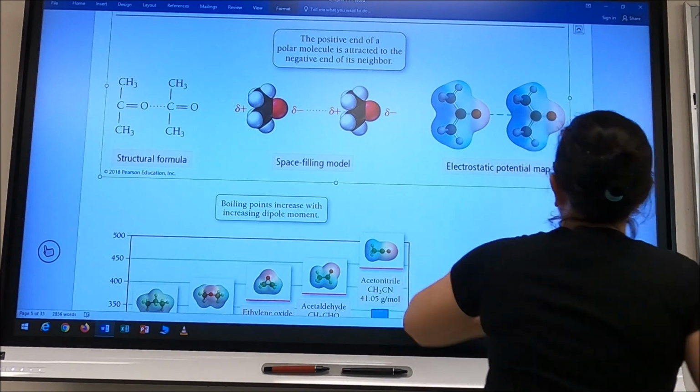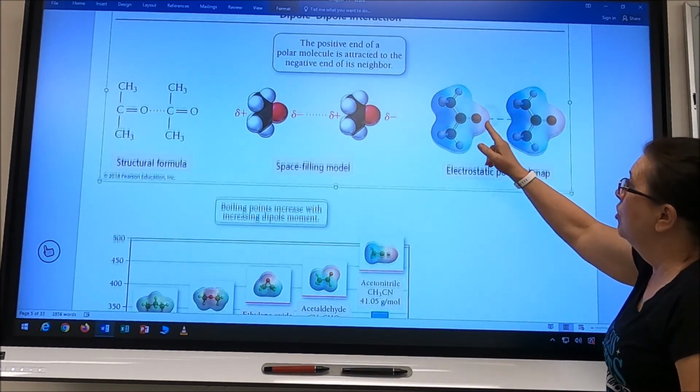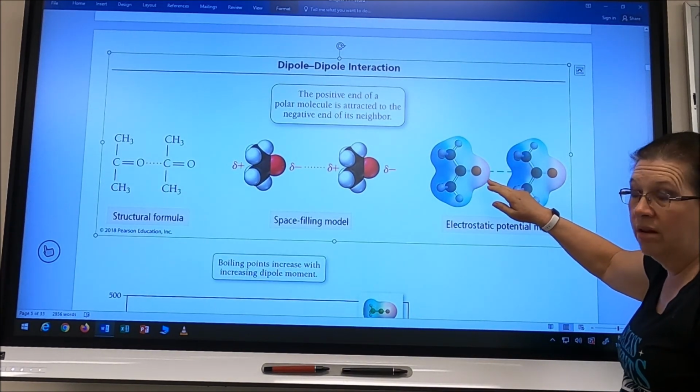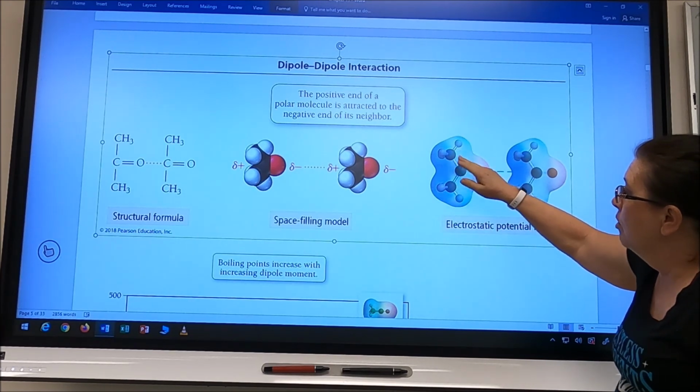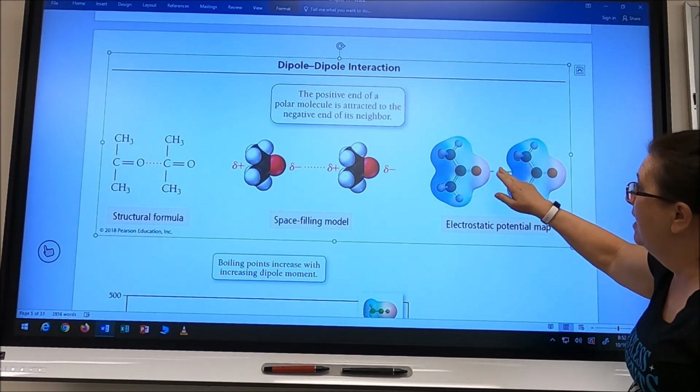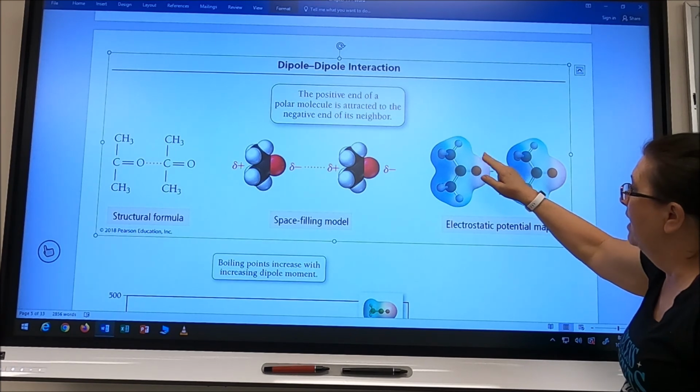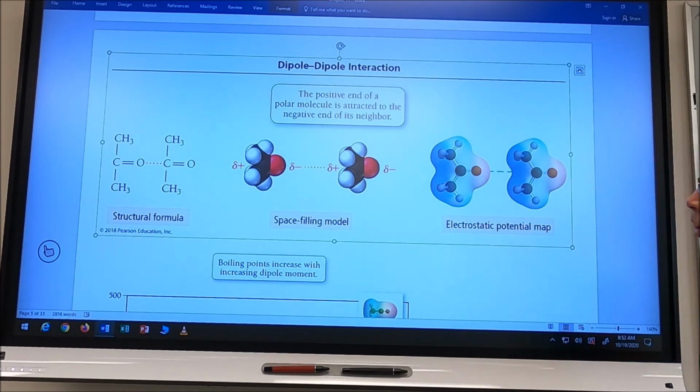Here is an electrostatic molecule where things are red, that's high electron density. Where things are blue, that's low electron density. High electron density, slightly negative. Blue, low electron density, slightly positive.